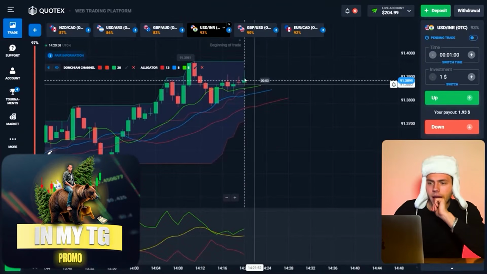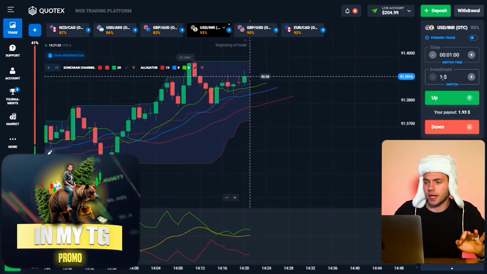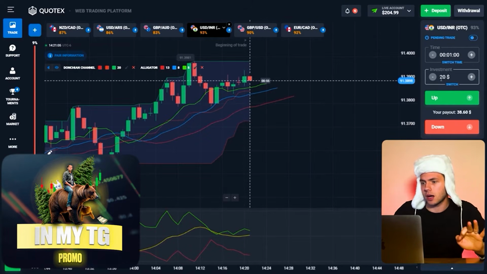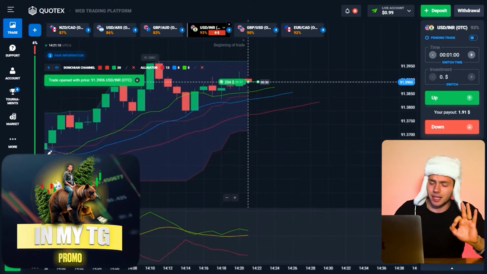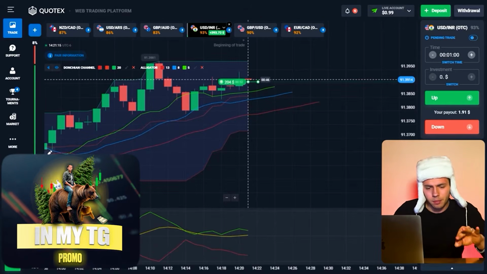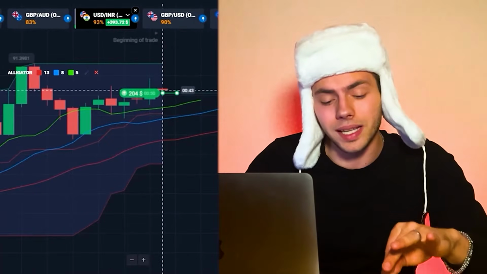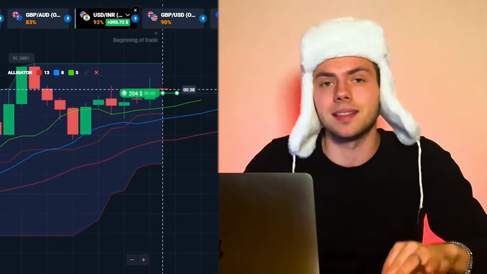Right, here we have another interesting story. We have already the formation of the upgoing trend, okay? And right now we're going to set the amount, 204, everything that we have, of course. This is the risk, but the thing is that the smart trader takes risks because he knows that his risk is based on the knowledge and on the analysis that he made before.